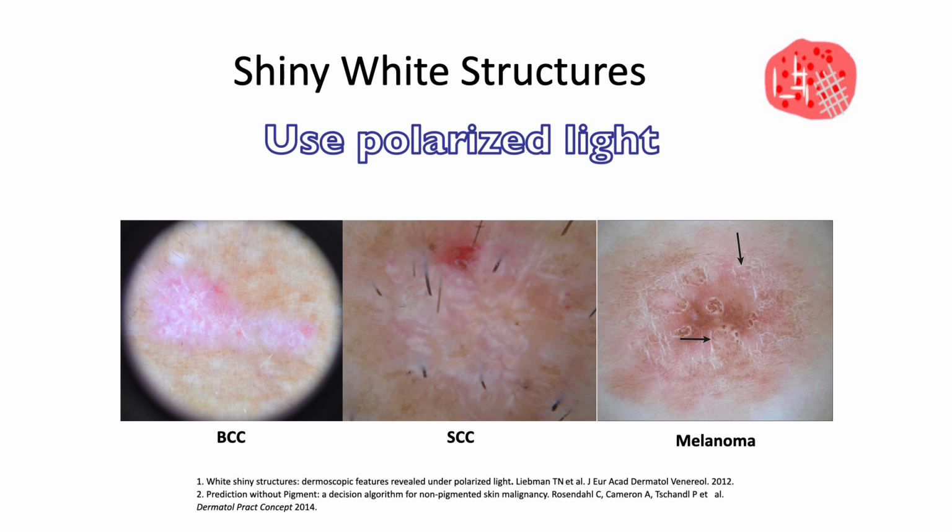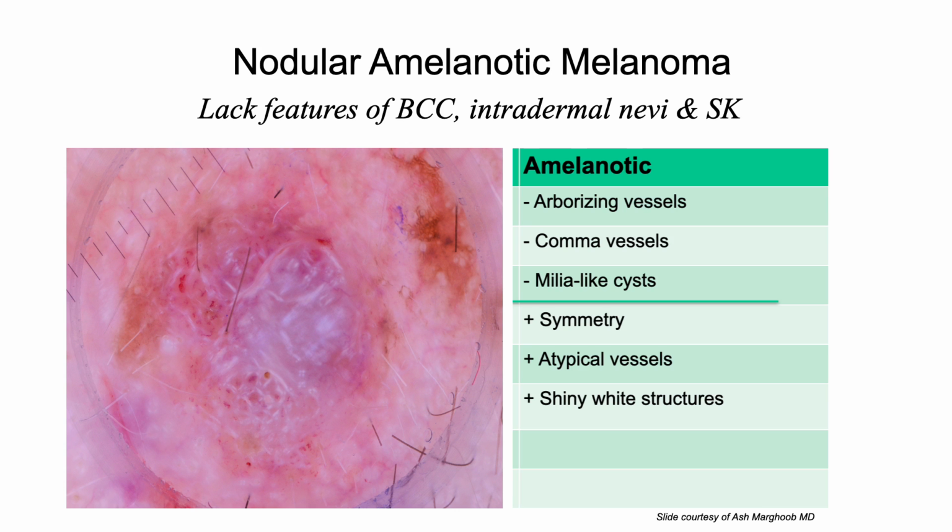So in summary, nodular amelanotic melanoma will lack the traditional features that we see in basal cell carcinoma or intradermal nevi and typically will not have milia-like cysts. Instead, these tumors might be symmetric, have irregular vessels, and sometimes have shiny white structures.